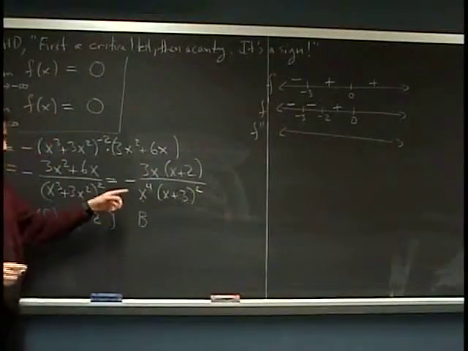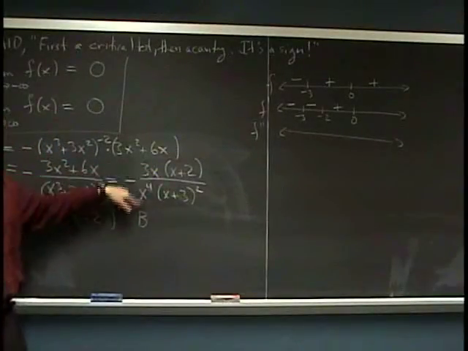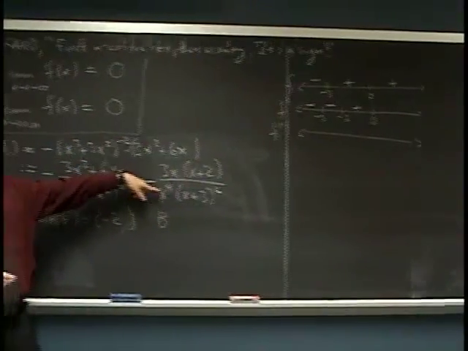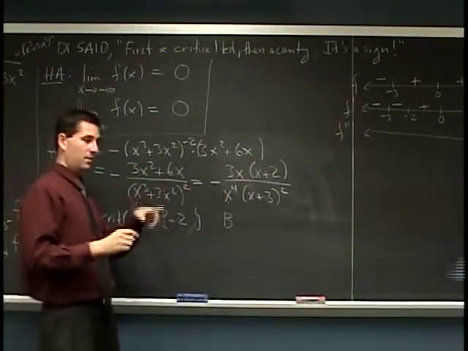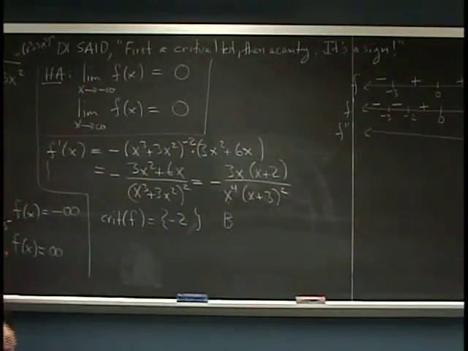And where does 0 come from? Well, 0 actually comes from 2 different places. It comes from an x and an x to the 4th. So what do you think will happen? Will it switch signs or not switch signs? I don't think it will. You think it will? No. You don't think it will?